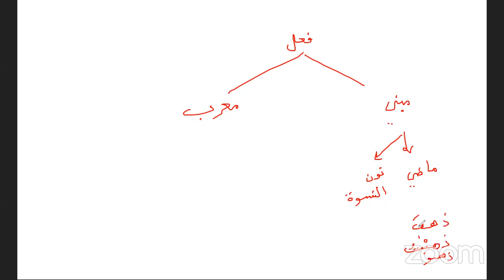So back to where we were, dhahaba. Let's take this example. Sometimes it can be mabni ala dhamma. Dhahabu. The dhamma is on the last letter, the lam of the fi'l, dhahabu. And noon and niswa, for example, yajlisna. Hunna yajlisna.